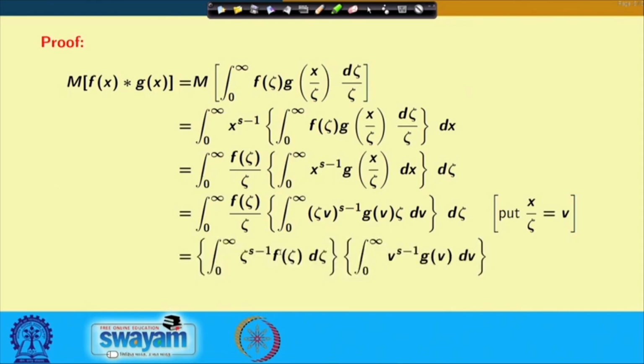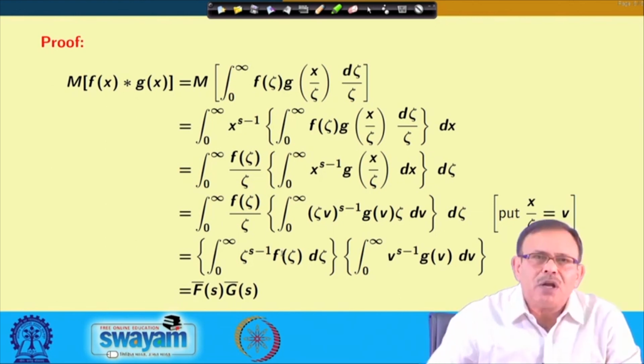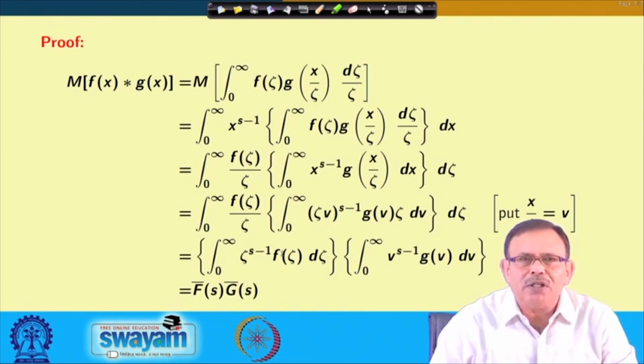What we have written in the last line is the integral from 0 to infinity of eta to the power s minus 1 f(eta) d eta, into the integral from 0 to infinity of v to the power s minus 1 g(v) dv. By this substitution, x by eta equals v, I am making these two parameters independent under the integrations. So the first integral, 0 to infinity eta to the power s minus 1 f(eta) d eta, is nothing but f bar s, and the second integral, 0 to infinity v to the power s minus 1 g(v) dv, from the definition of Mellin transform, is g bar s.